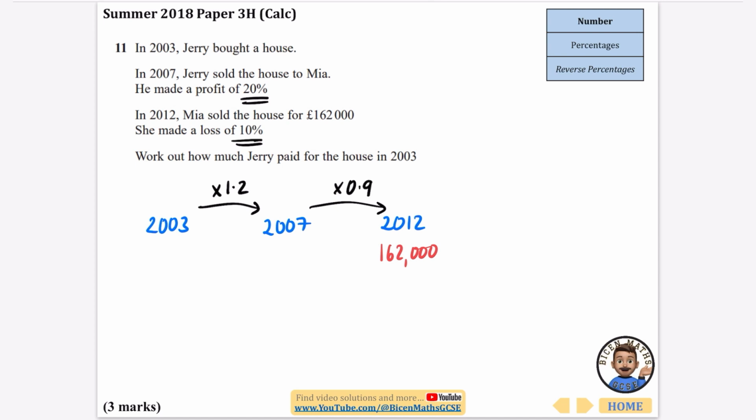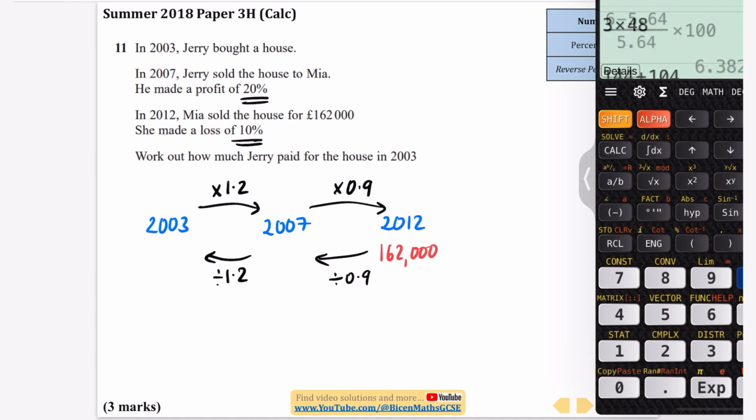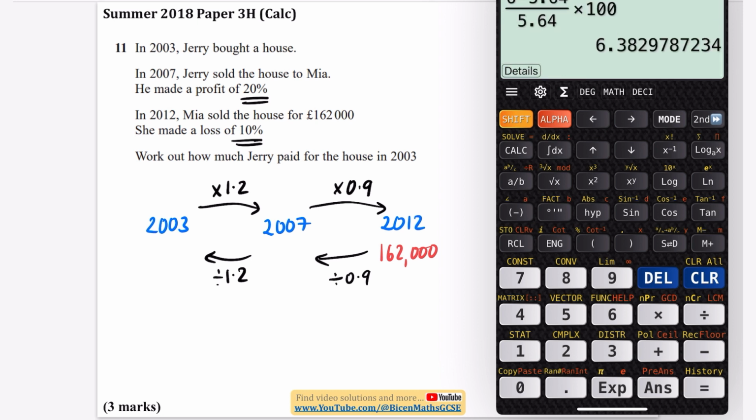So if we want to go backwards, I'm actually going to do 162,000. I'm going to do the opposite of timesing by 0.9. I'm going to divide by 0.9. And I'm going to do the opposite of timesing by 1.2, which is to divide by 1.2. Now you could do this all in one single calculation, just like this. You could do 162,000 divided by 0.9 divided by 1.2, and we actually get the original answer.